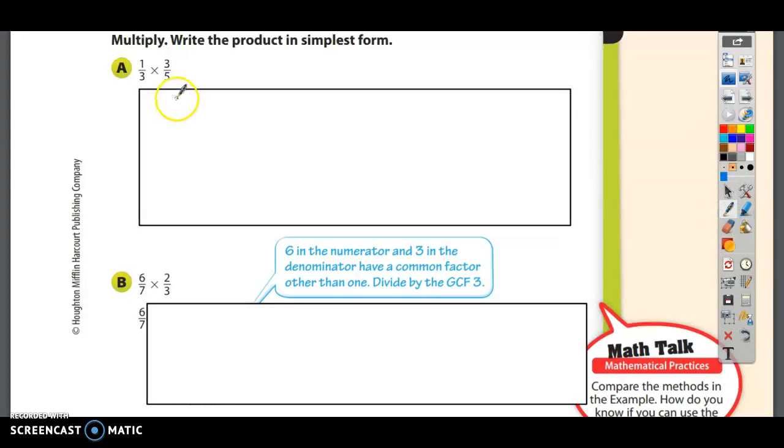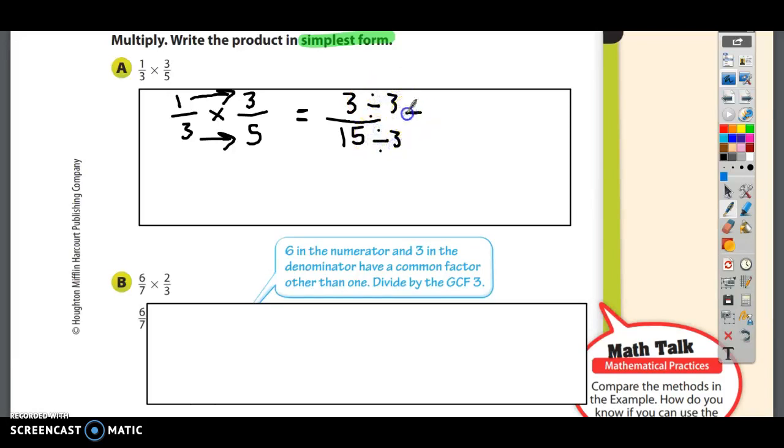So I'm going to copy down A. It's 1/3 times 3/5. And I multiply my numerator times my numerator. 1 times 3 equals 3. That's easy. And I multiply my denominators, and I get 15. And then I remind myself that I need to simplify. 3 and 15 share a factor of 3. The greatest common factor of 3 and 15 is 3. So I divide by the greatest common factor. 3 divided by 3 is 1. 15 divided by 3 is 5. The answer is 1/5.